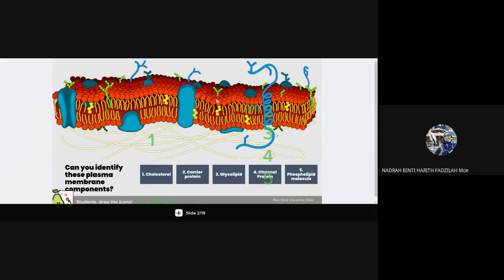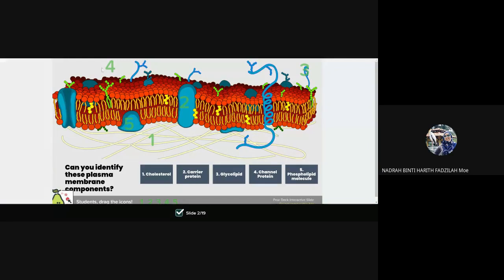For example, is it this one? And then number 2 is carrier protein. Is it this one? Number 3 is glycolipid. Is it this one? Okay, you can simply drag and place the icons according to the structure. So number 5 is phospholipid molecule. Which one constitutes the phospholipid molecule? Is it this one, for example? Okay, so you can just click and drag on the icons to label the structure.